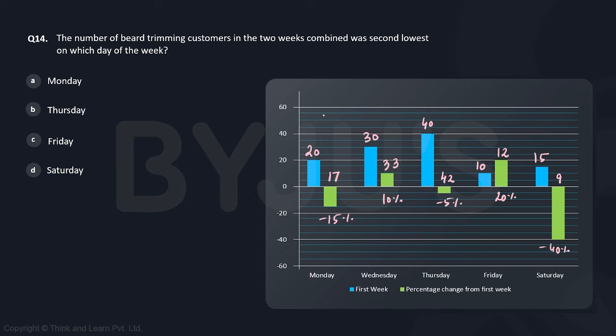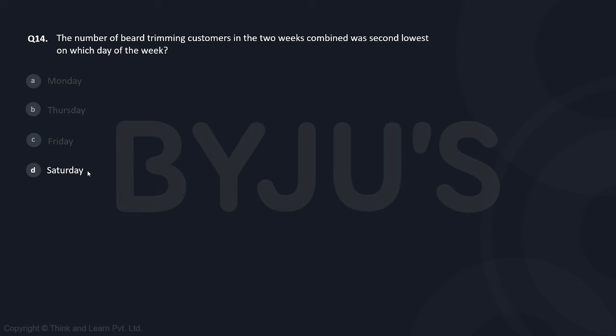So the total number of people here is 20 plus 17, that is 37. Here it is 63. Here it is 82. Here it is 22 and here I have 24. So the lowest is here on Friday, but the second lowest is on Saturday. The question is asking for second lowest. So my answer for this question would be Saturday. So we have just calculated all the values and from that we got the answer for this question. Saturday is the right answer for this particular question as shown on the next page as well.